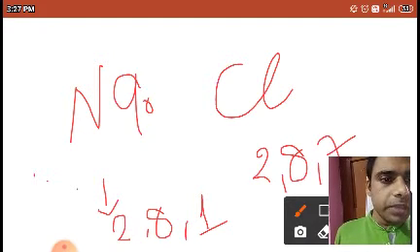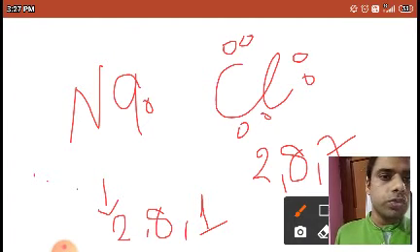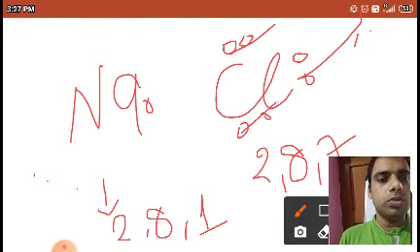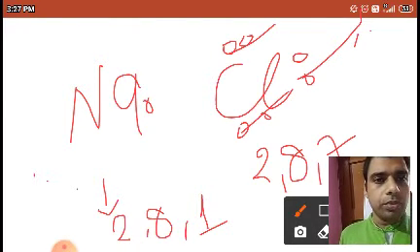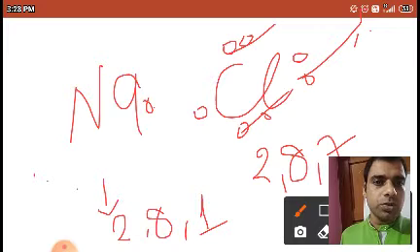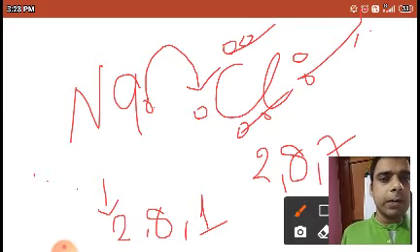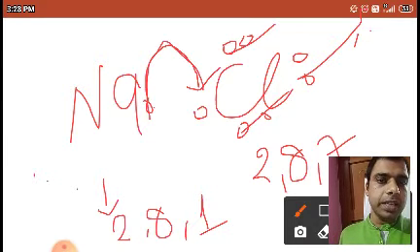So how will you represent that? You have to represent it by 7 dots. 2, 4, 6, and 1, 7. So 7 dots I have shown. Now you know this one electron it can lose, so you have to show it by an arrow. And when you have done this, the electron is coming to this one.